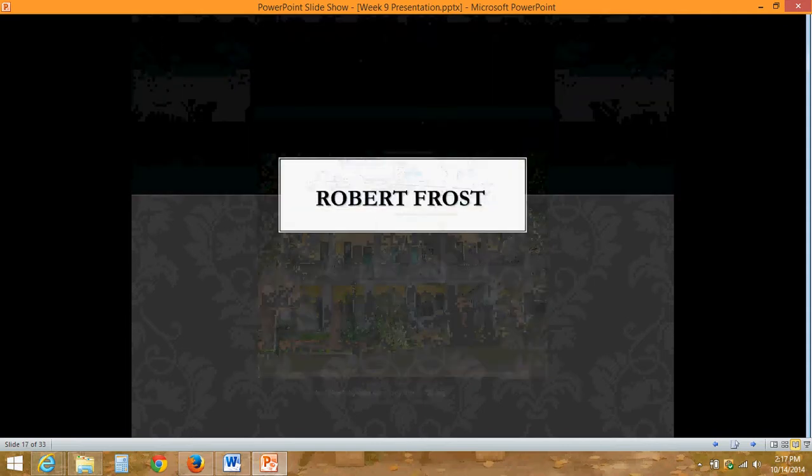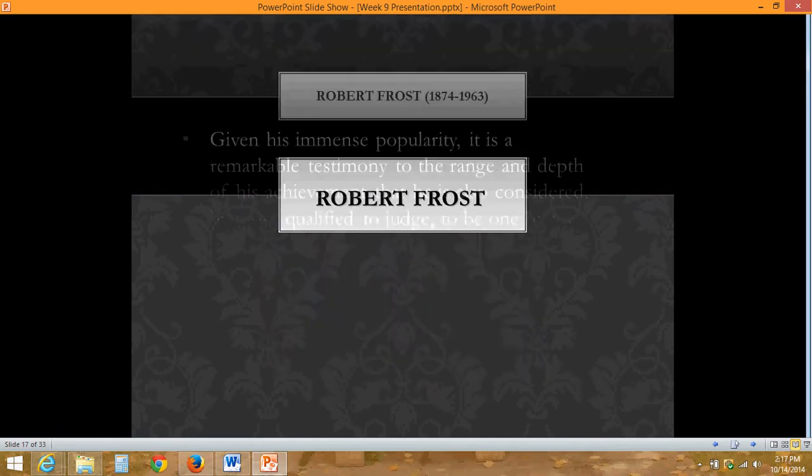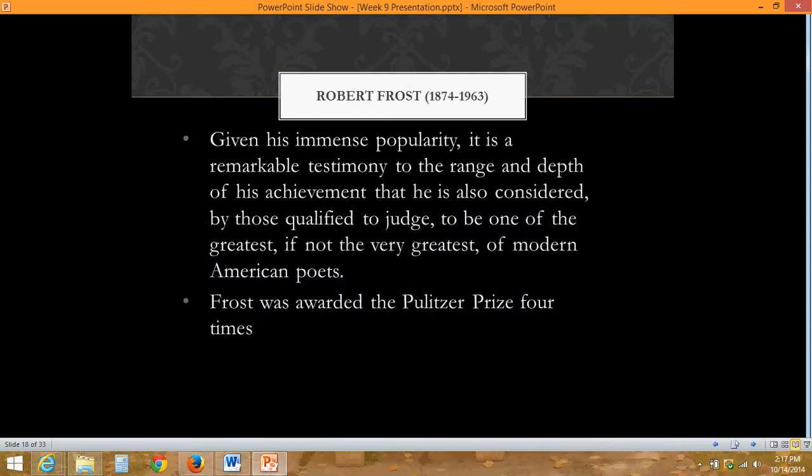So let's talk about Robert Frost, who is the other writer that we're discussing this week, in his poem Out, Out. Robert Frost is an iconic American poet. He was born in 1874, so he lived during Chopin's lifetime, but was born about 23 years later than Chopin, so that definitely gives us a different perspective.